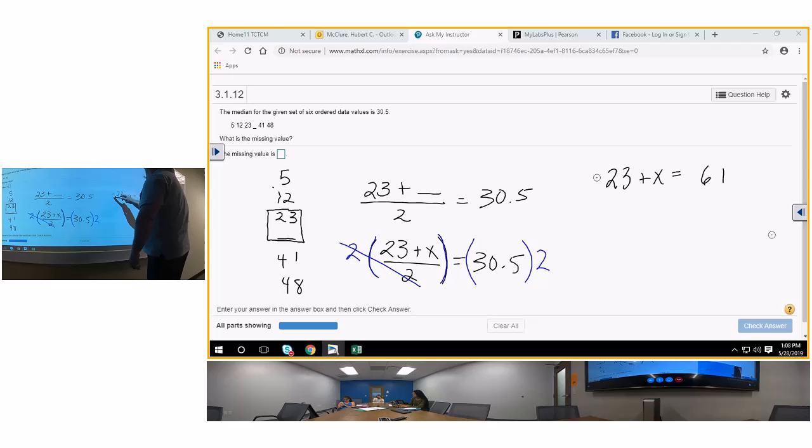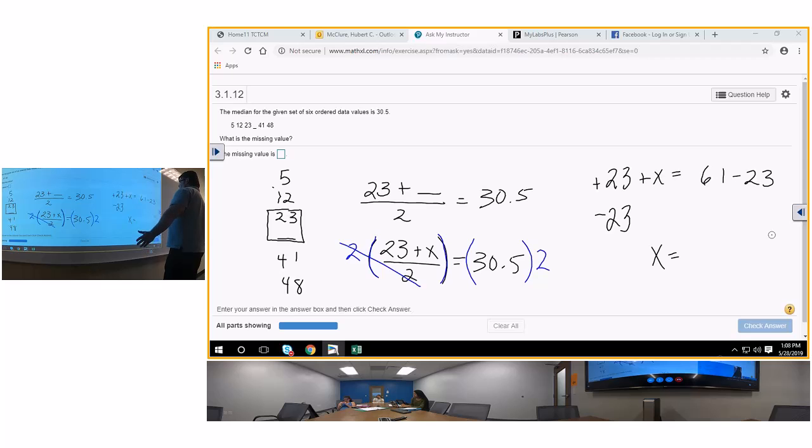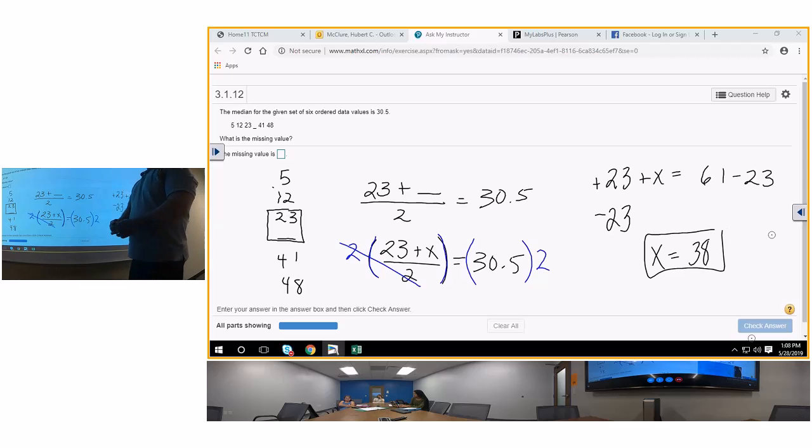And how do you get rid of adding 23? And if you do it on one side, you got to do it on the other, Hubert. Thank you, class. And what's 61 minus 23? I'm sorry, what'd you say, 38? So your other number is 38.